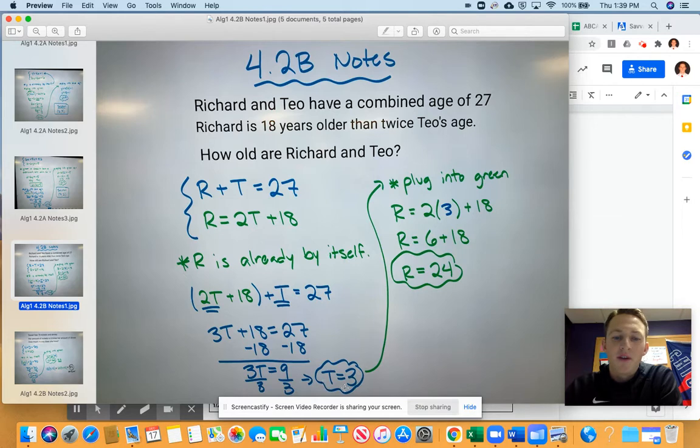So once we find Teo's age in blue, we're going to plug that value into the other equation. So let's plug it into the green equation. So now Richard is 2 times Teo's age. So 2 times 3 years old plus 18, that equals 24. So Richard is 24, Teo is 3. Let's see if that checks out. 3 plus 24, there's our 27.